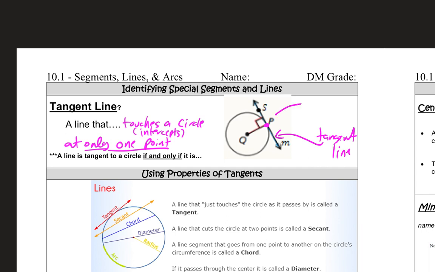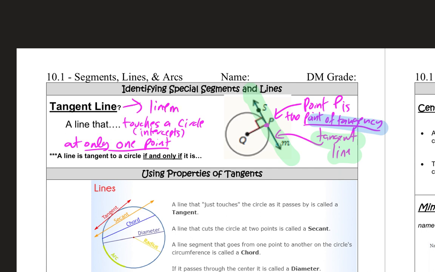Right over here, point P is the point of tangency. So we got a couple different terms here. The first one is the point of tangency, which is right over there. And I'm going to put this in a different color. The tangent line itself is this right over here. We would call that line M. Line M is the tangent line in this picture.